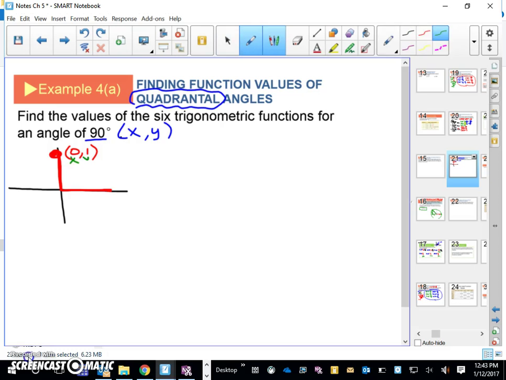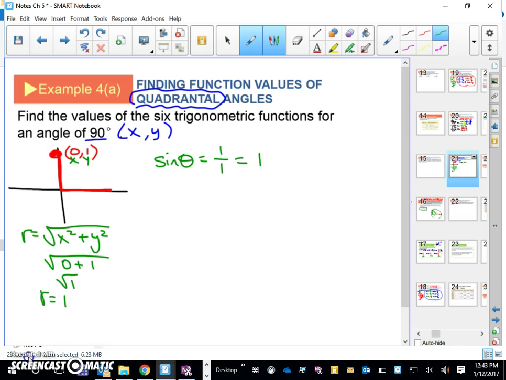So I have an xy point here. We need r. So let's use that same formula. We've got 0 squared is 0, and we've got 1 squared is 1. That's going to be square root of 1. R equals 1. So if we use that 0, 1, we find an r value of 1. We ought to be able to do the exact same thing as before. We know sine goes with y. So that's 1 over 1. Y over r, 1 over 1. Sine theta is 1.